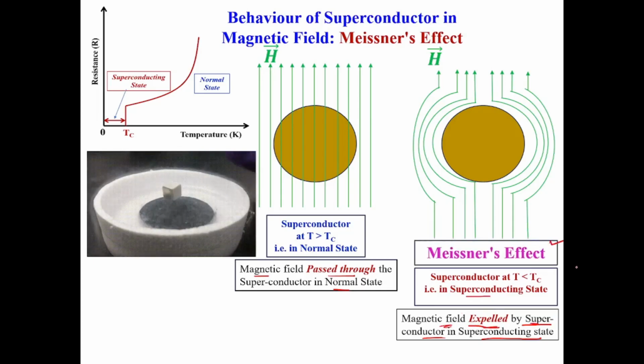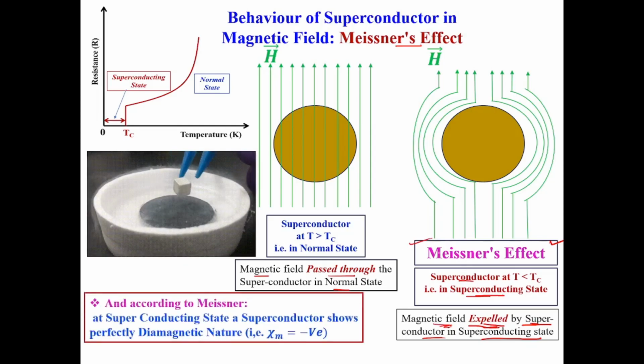So what is the definition? If a question is asked about Meissner's effect, what is Meissner's effect? A superconductor in the superconducting state expels the magnetic field. This phenomenon is called Meissner's effect. That's it, you have to write.